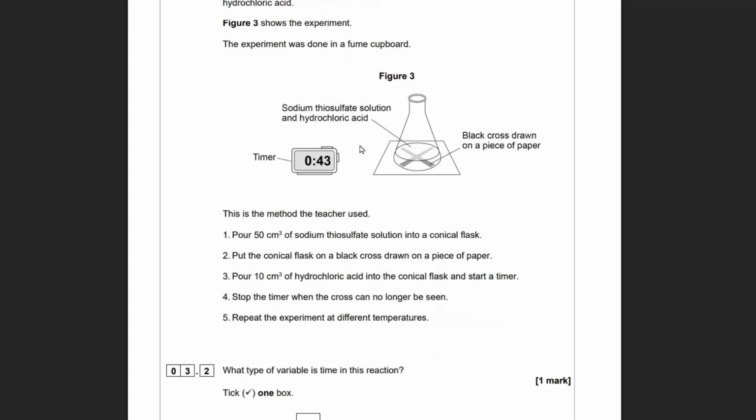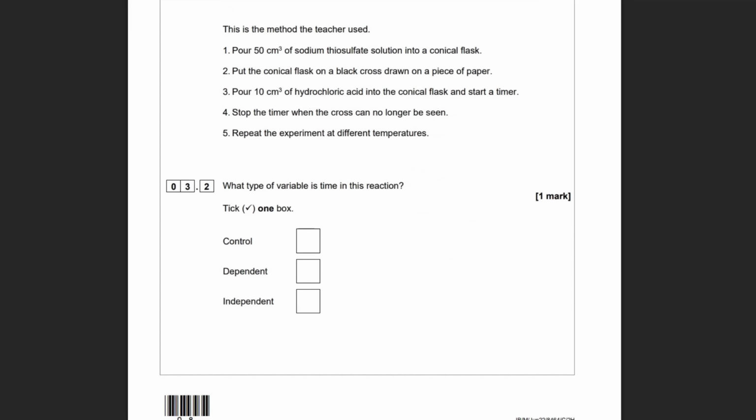Is time the control variable? You're recording the time. Is it the independent variable or is it the dependent variable? The way I work this out, independent variable is what you change. Normally it's at the end of the method. Repeat the experiment at different temperatures. So that's the independent variable. The control variable is what you keep the same. Obviously, you can't keep the time the same. You're not doing it for a set time. And then the dependent variable is what you record, and that's what they're recording, the time taken. Okay, so it's going to be the dependent variable.